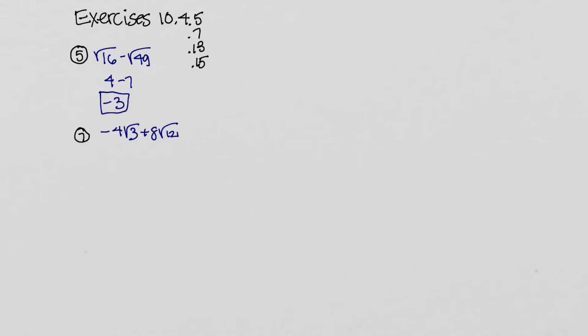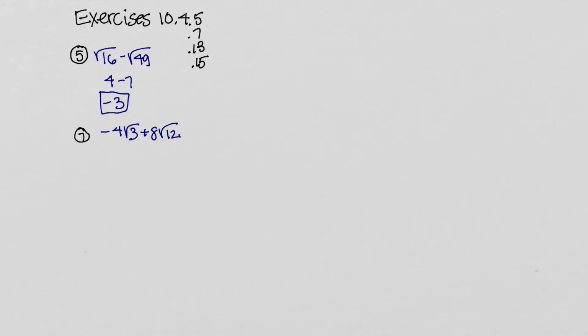And in number 7, here's what we've got. We've got negative 4 of these square roots of 3. So how many square roots of 3 do we have? We're down 4. So negative 4 square roots of 3. And then we're going to add to that 8 of these square roots of 12. That doesn't look like a 12, does it? But it's supposed to be a 12. Let me write it so it's readable here. That's supposed to be a 12. So we're going to take negative 4 of these and add 8 of these.